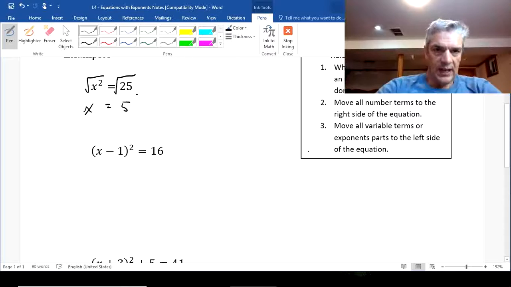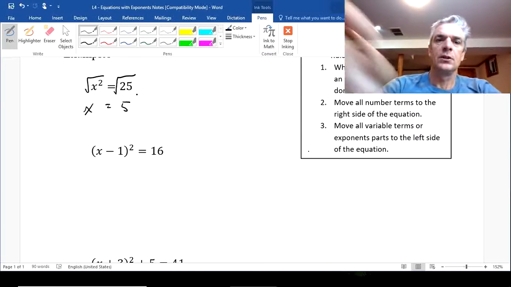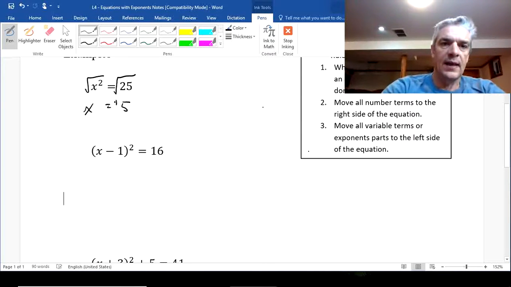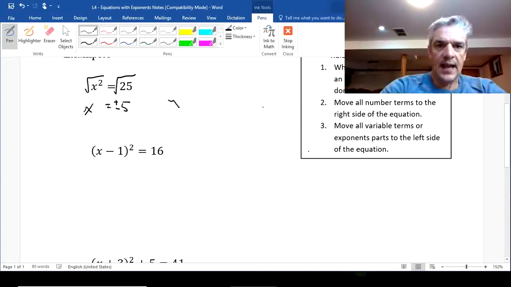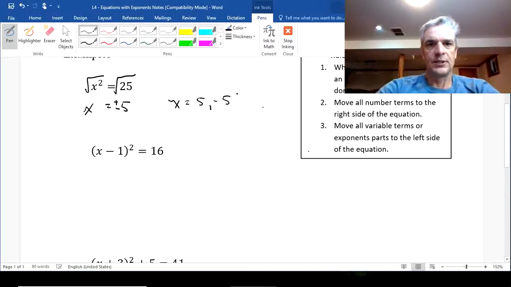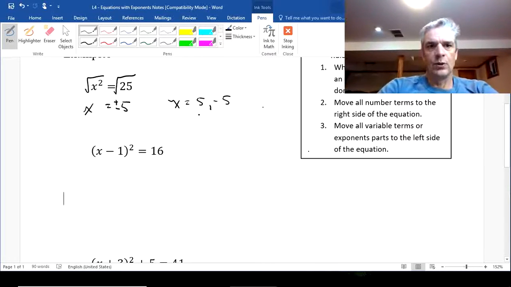What most kids don't realize is there is a second answer, and it's not just 5, but also minus 5. That's because minus 5 times minus 5 will also give you 25. So we write the answer like this, plus or minus. Another way we could write it is x equals 5 comma minus 5, and that represents the two answers it can be. It must be separated by a comma. That's really crucial.